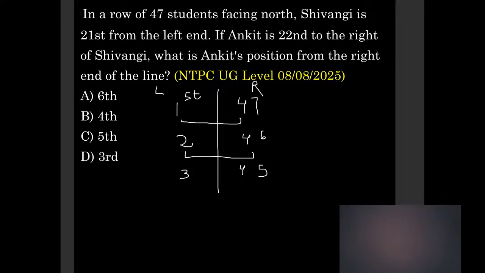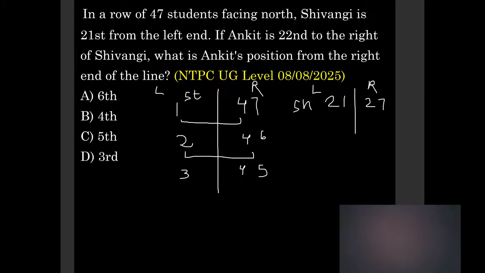Our question says that Shivangi is 21st from the left end. So as we know, the sum is equal to 48. So 21st from the left end means from the right end it becomes 27, because the sum of those two should be 48. So this is Shivangi's place: 21st from the left end, 27th from the right end. Okay, next one.